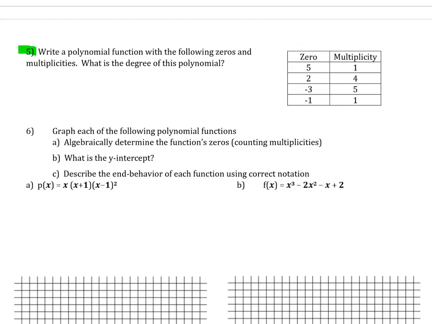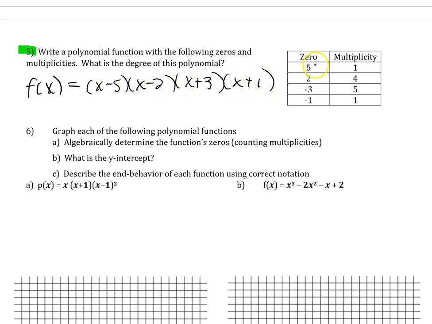All right, let's say I want to write a polynomial function with the following zeros and multiplicities. Which again, multiplicities just mean how many times the root occurs. Going down the line, I'm just going to write a factor that would give me each of these roots. So like a factor of a root of 5 would be x minus 5, x minus 2, x plus 3, x plus 1. Okay, so each of these factors would give me roots of 5, 2, negative 3, negative 1. Just thinking backwards. When it tells you multiplicities, that's just how many times it occurs. So this is technically occurring once, 4 times, 5 times, once.